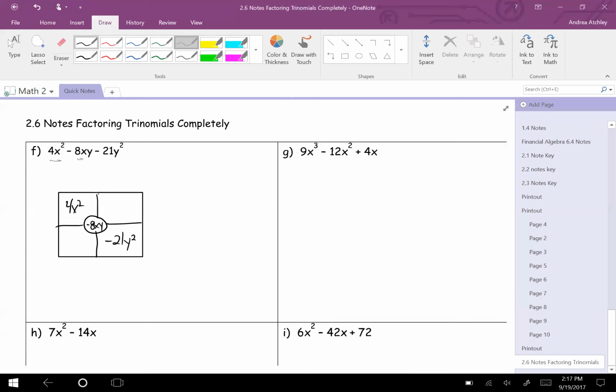Sabrina, what multiplies to 4x squared? Just 2x and 2x. You don't need them both to have the x squared. It's all right. We know what you mean. Janie, what multiplies to 21? 3 and 7. And because it has a y squared, we put 3y and 7y. Then we're going to check. The 3 times the 2 is 6xy. And then this 2 times the 7 is 14xy.